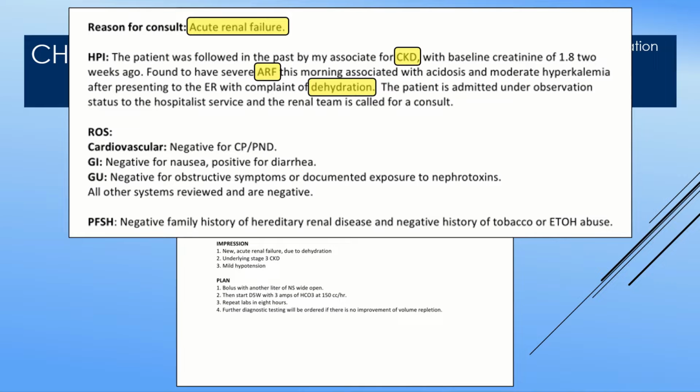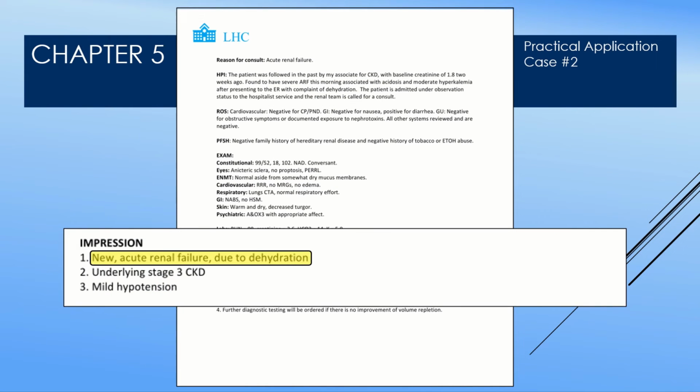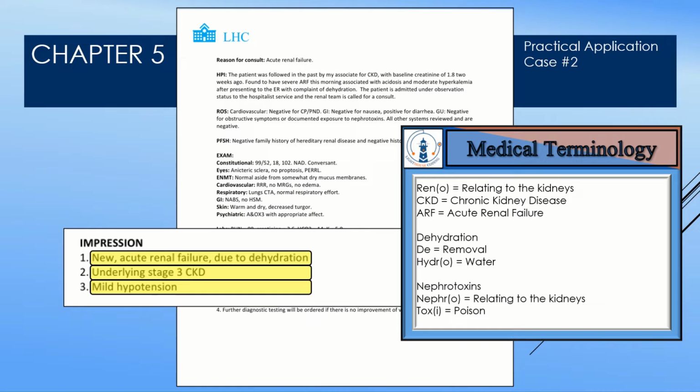Under the ROS, we see that the GU system is negative for obstructive symptoms or exposure to nephrotoxins. The PFISH, the past medical, family, and social history, is reviewed and negative for renal disease. Under the impression, we have new acute renal failure due to dehydration, underlying stage 3 CKD, and mild hypotension. Remember, we want to code the definitive diagnoses that are documented by the provider.